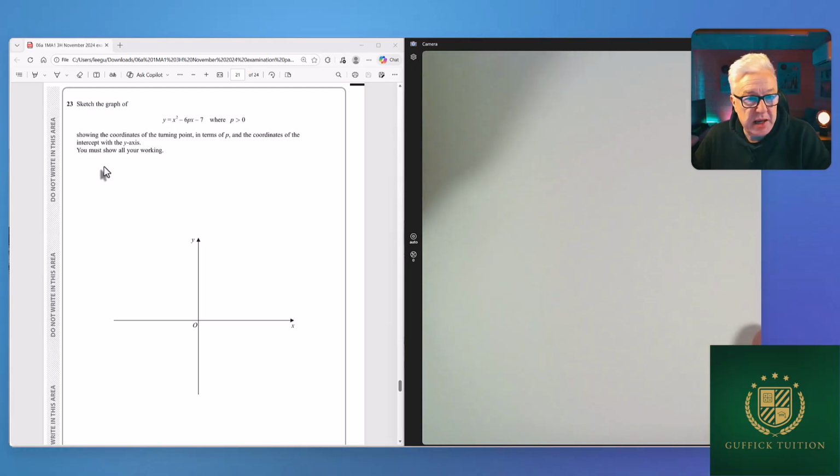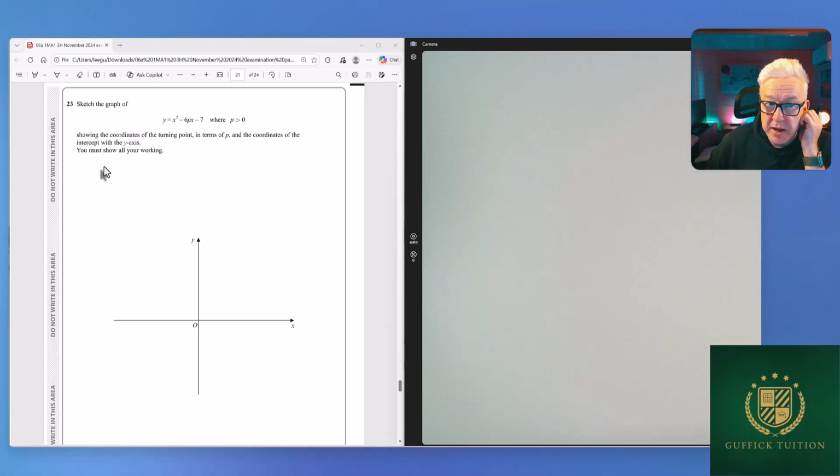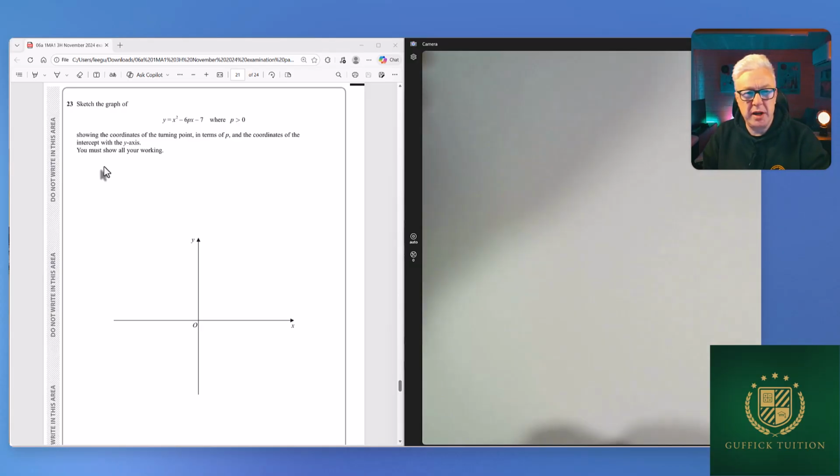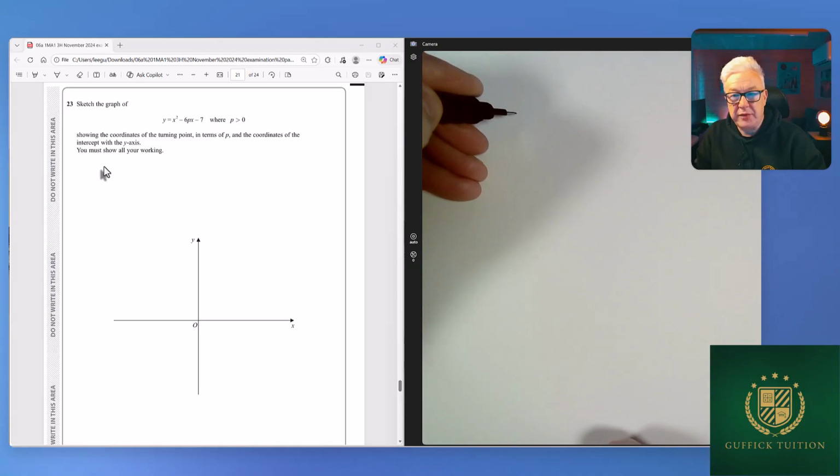So it says, sketch the graph of y equals x squared minus 6px minus 7, where p is greater than 0, showing the coordinates of the turning point in terms of p and the coordinates of the intercept with the y-axis. You must show all of your working. So I think what's a little bit tricky for students perhaps at GCSE, and what makes this a sort of grade 9 question, is the way we've got algebra in here. So let's just have a look and see what we've got.